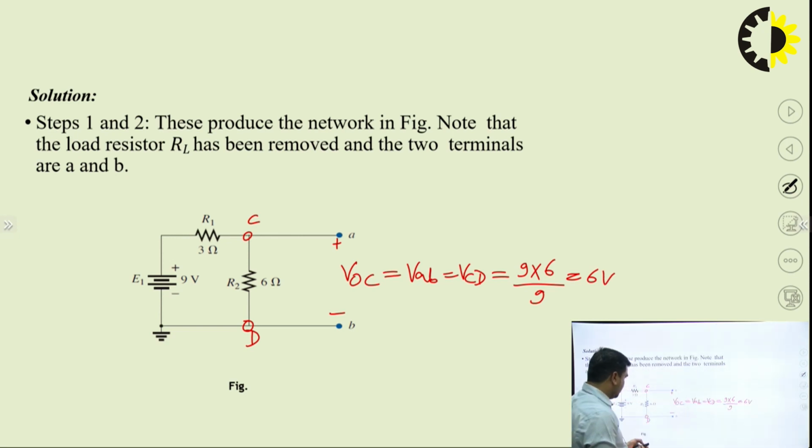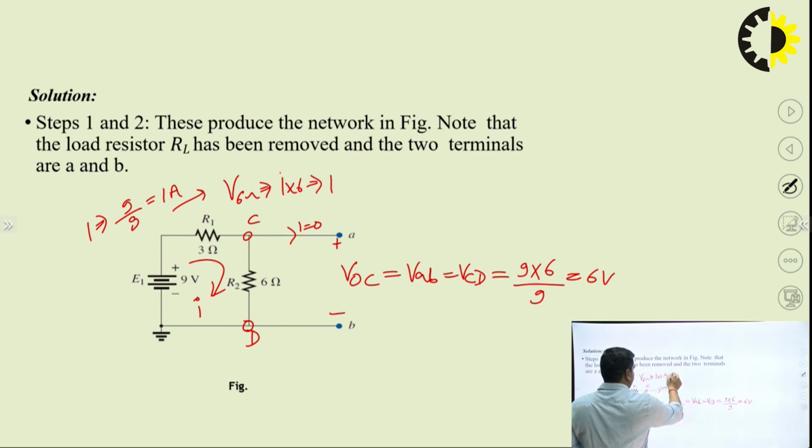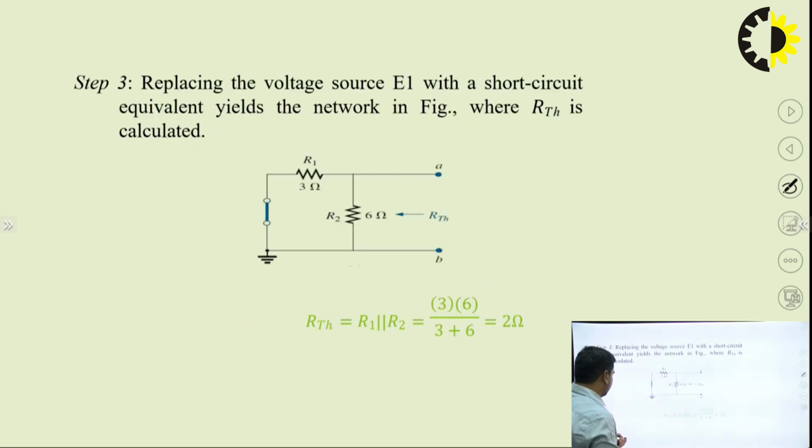So we have calculated the value of VOC simply, or you can calculate the current, because here the current value is 0. So you can calculate the current I equal to 9 upon 9, that is 1 ampere. And what is the value of V6 ohm? You can say that I into 6. What is I? That is 1 into 6, that is 6 volt. You can get it whichever way you like.